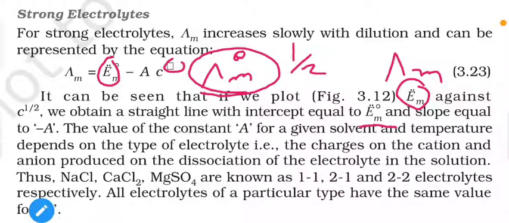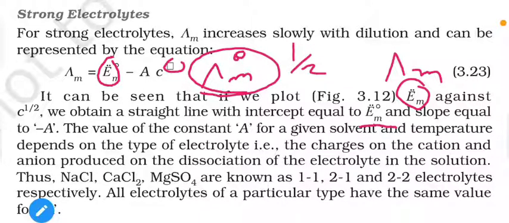The value of the constant A for the given solvent and temperature depends on the type of electrolyte, that is, the charge on the cation and the anion produced on dissociation of the electrolyte in the solution. We can find it, but we need some instrumentation and have to carry out a practical to find the value of A, or you can find the value of A from the graph, as we observed in the previous point.